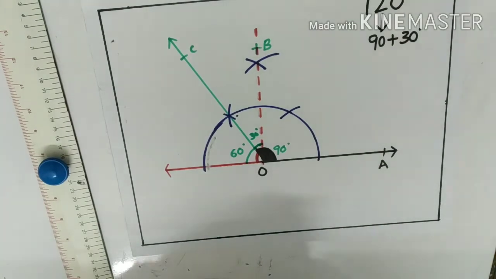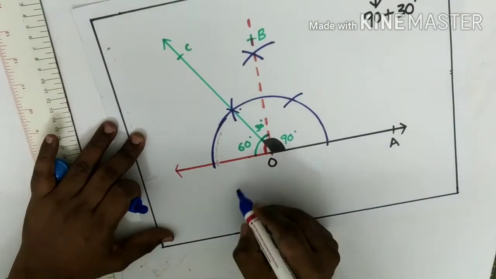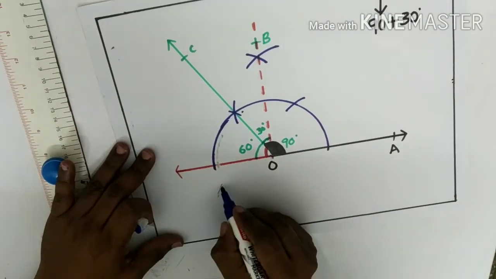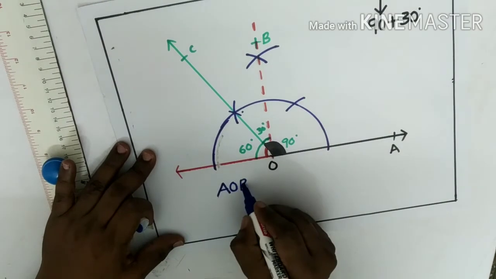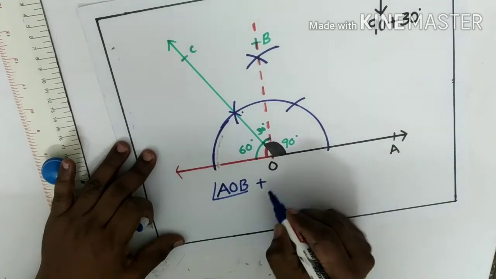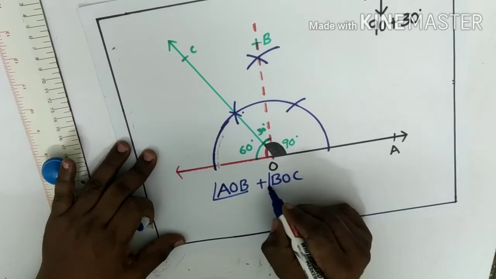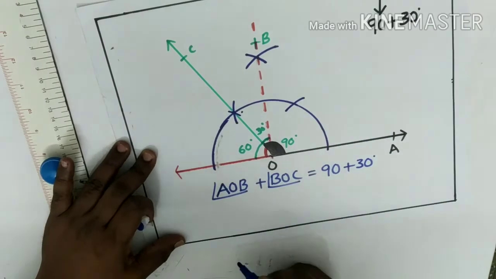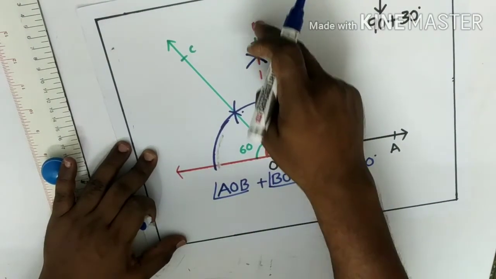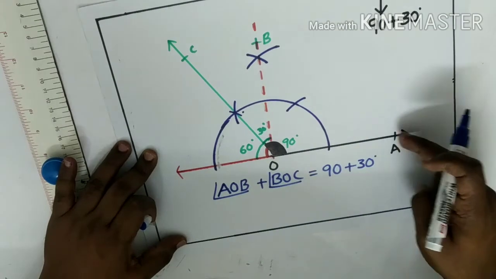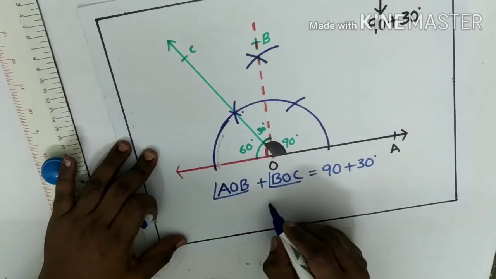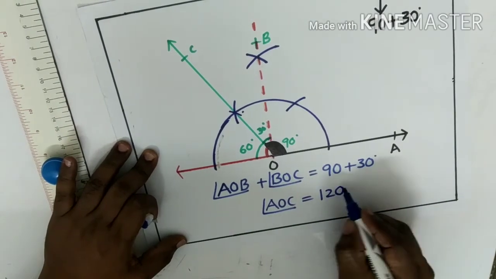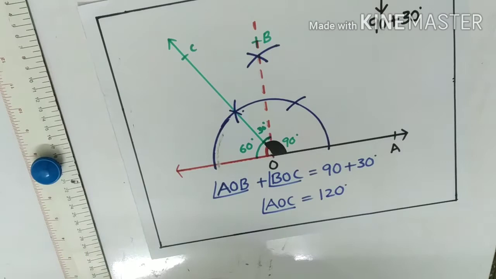Now see here, angle AOB. Angle AOB plus angle BOC is equal to 90 degrees plus 30 degrees. AOB, BOC together is AOC. Angle AOC is equal to 120 degrees. Is it clear?